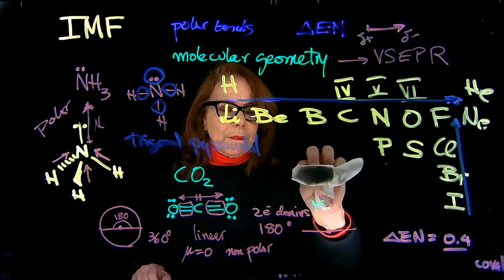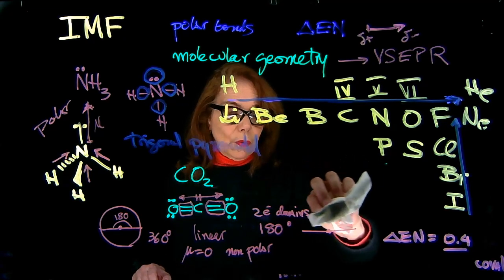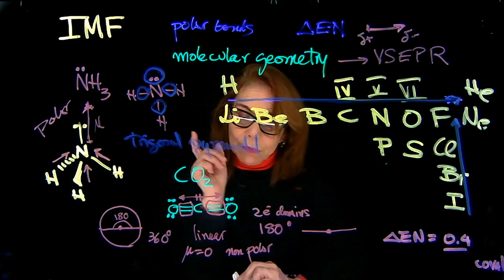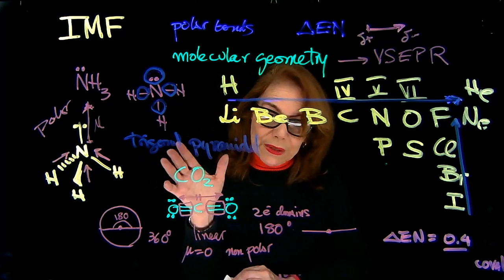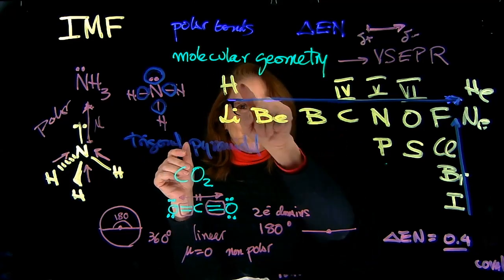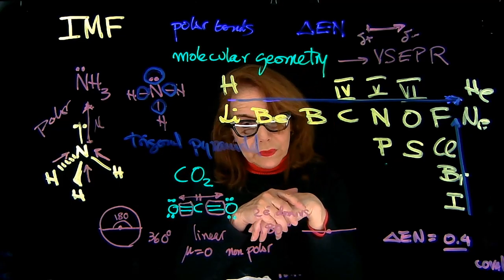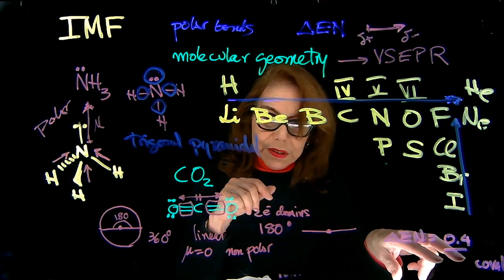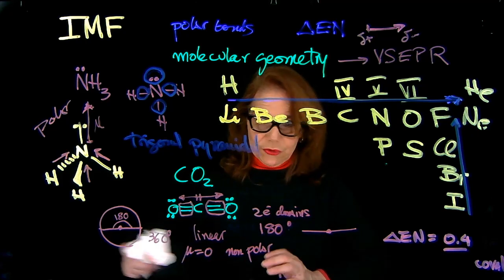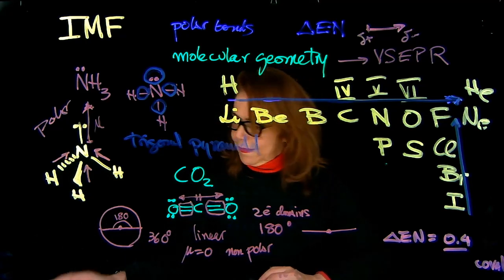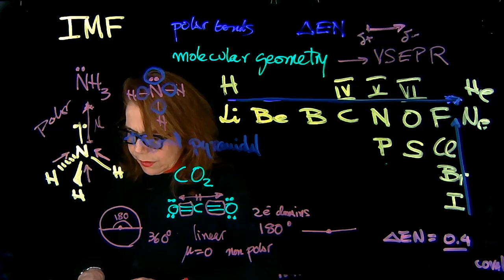Please remember that methane is not polar because in any molecule, hydrocarbon or not, if it has carbon-hydrogen bonds, those bonds are simply covalent. We're not going to consider those polar. The difference in electronegativity between carbon and hydrogen is very small. Now we're going to do another molecule.